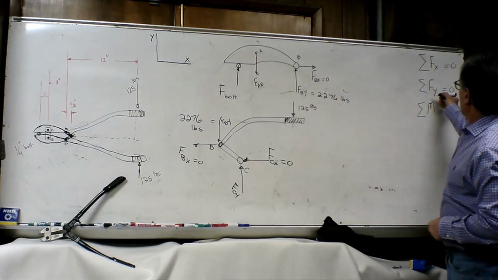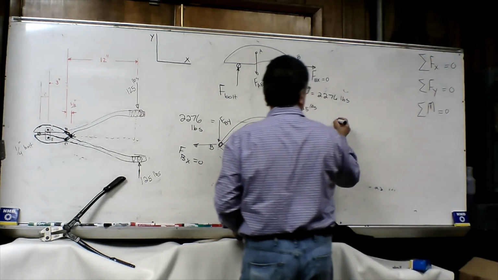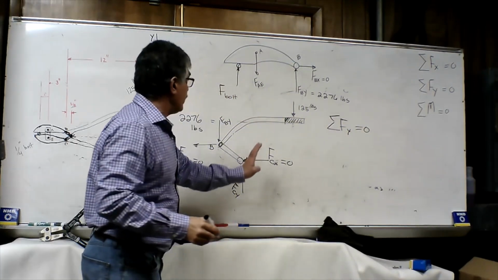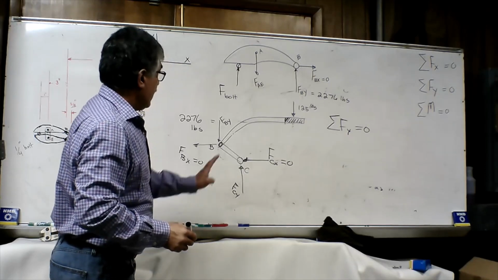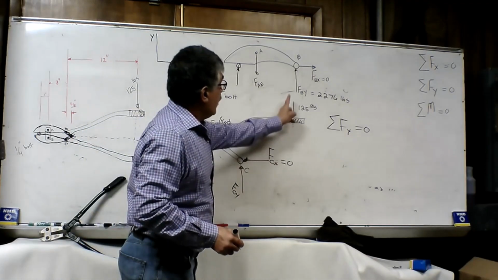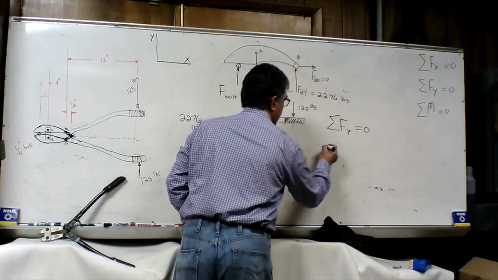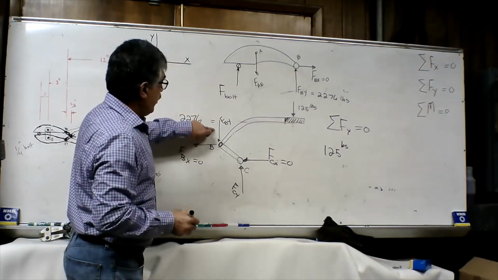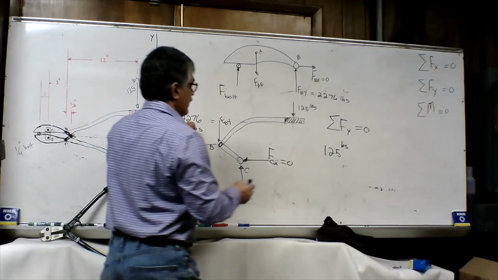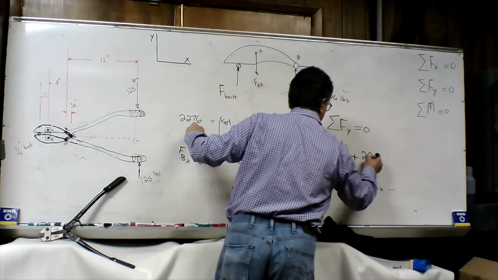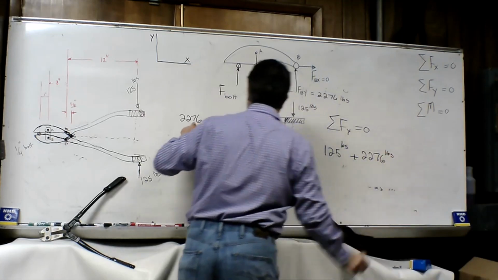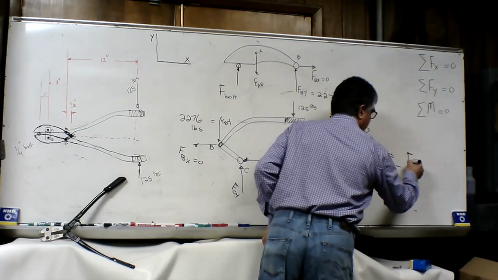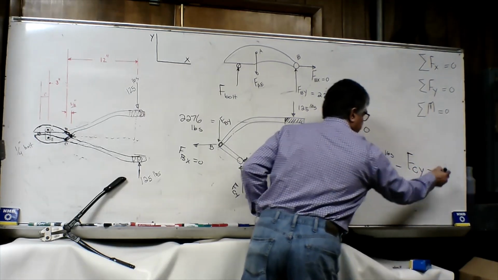And we know the summation of forces in y direction must be equal to 0. So the forces in y direction that we have is 125 pounds plus 2276 pounds minus force at point C in y direction must be equal to 0.